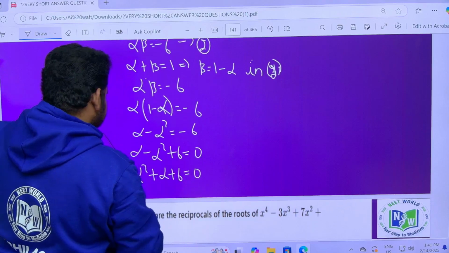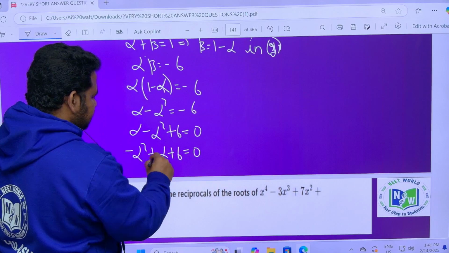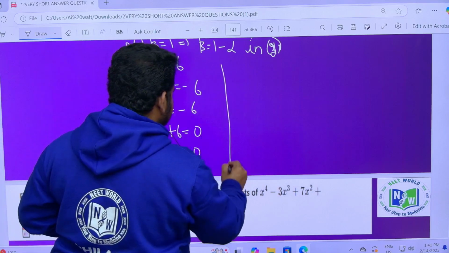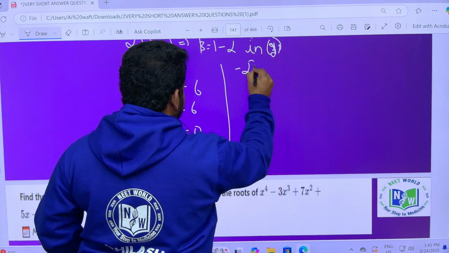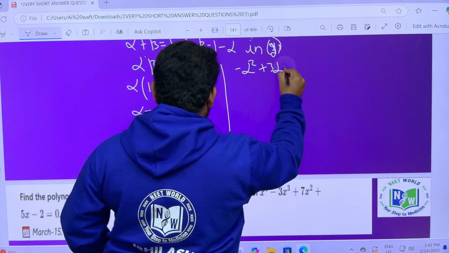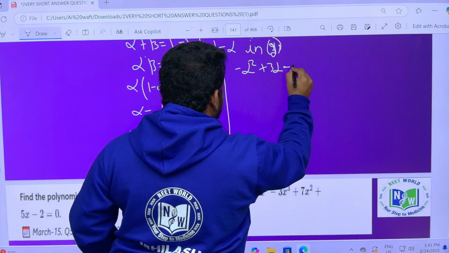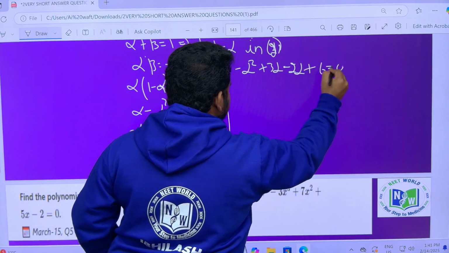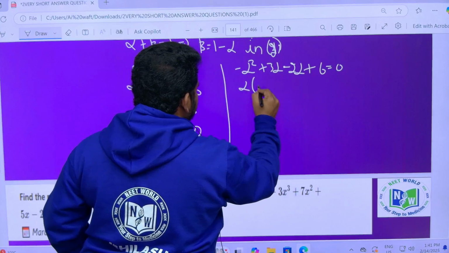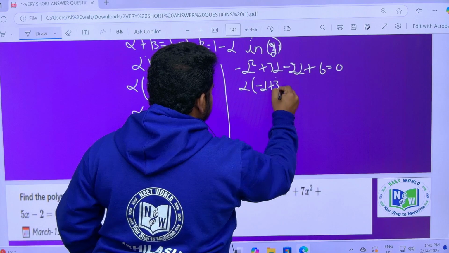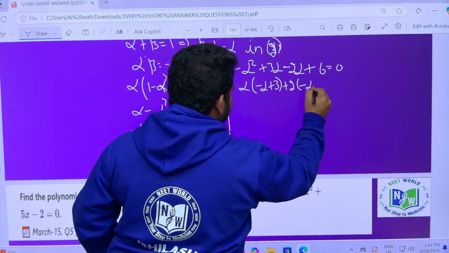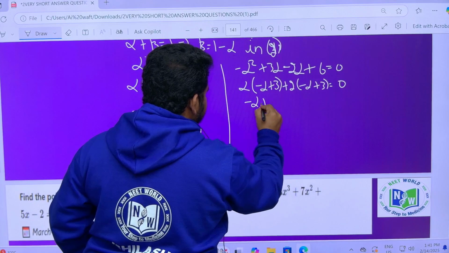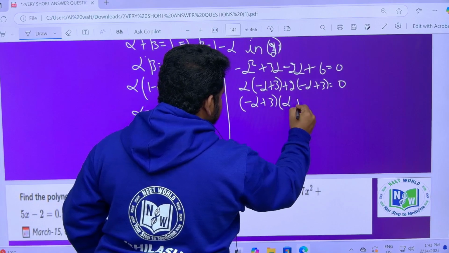Now here the product is minus 6 and the sum is plus 1. So solving this, I'll get minus alpha square plus 3 alpha, plus 3 alpha minus 2 alpha, minus 2 alpha plus 6 is equal to 0. So alpha into minus alpha plus 3, plus 2 into minus alpha plus 3 is equal to 0. This will become minus alpha plus 3 into alpha plus 2.